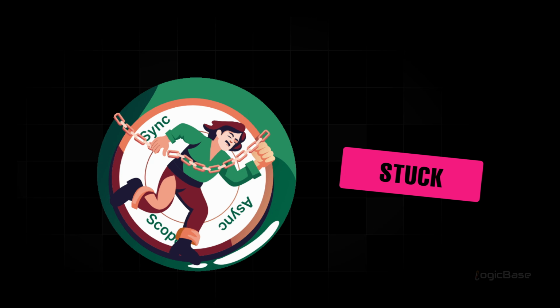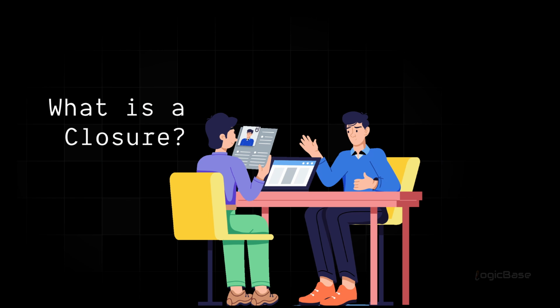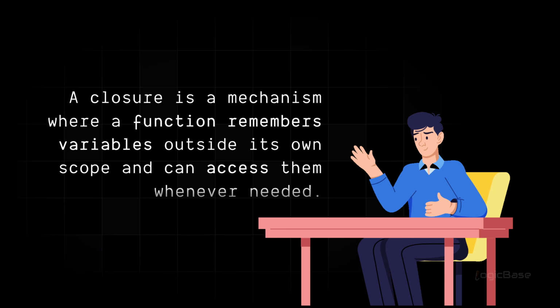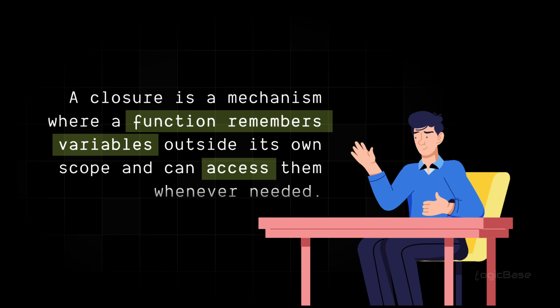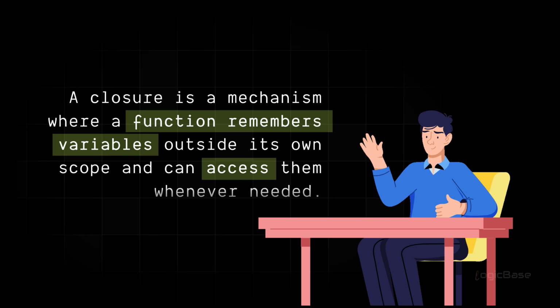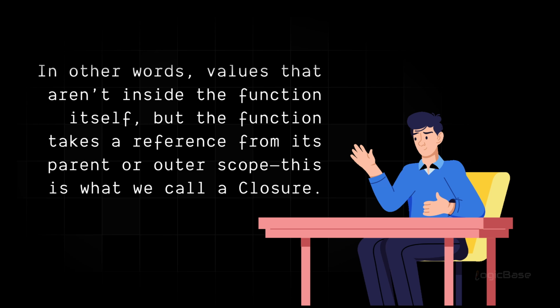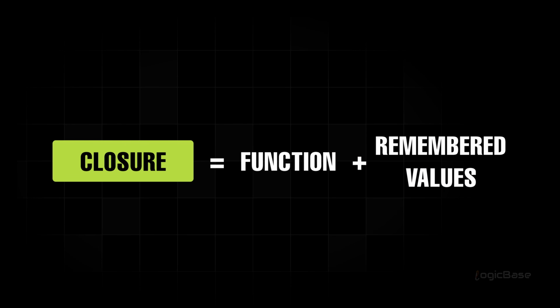Now, if you are asked in a job interview, what is a closure? You can answer simply, a closure is a mechanism where a function remembers variables outside its own scope and can access them whenever needed. In other words, values that aren't inside the function itself, but the function takes a reference from its parent or outer scope. This is what we call a closure. So, closure is equal to function plus remembered values.